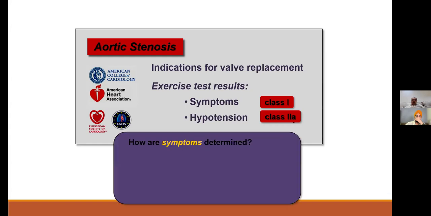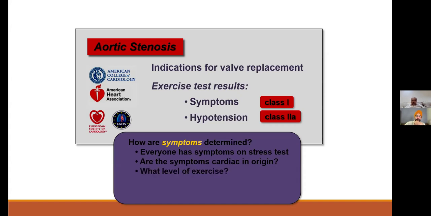Now, what is hypotension? First, how are symptoms determined? Everybody has symptoms on a stress test. But in case you develop symptoms at less than 5 METs of exercise without stenosis, you are pretty sure that it is a significant aortic stenosis. And you must be very clear that they are not arising from the lungs or any other cause. What level of exercise? 5 METs. 5 METs roughly corresponds to about 4 or 5 minutes of Bruce protocol.